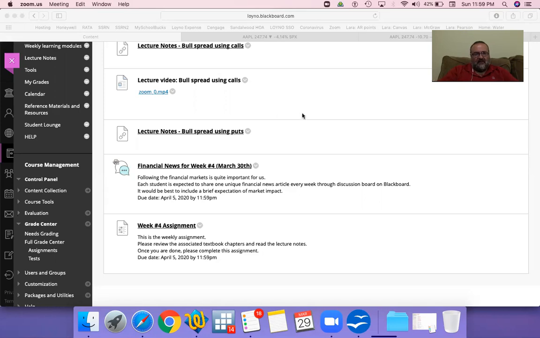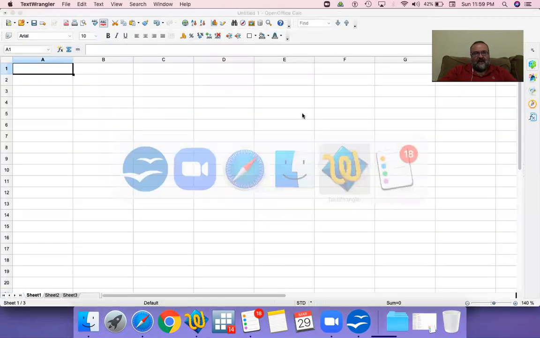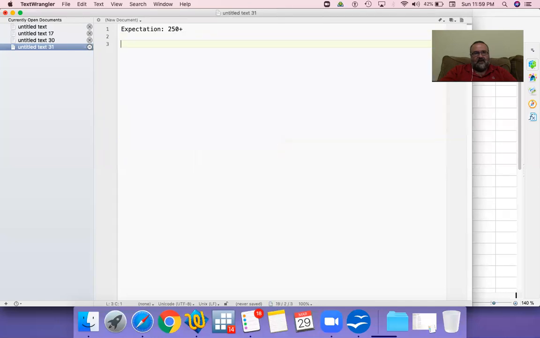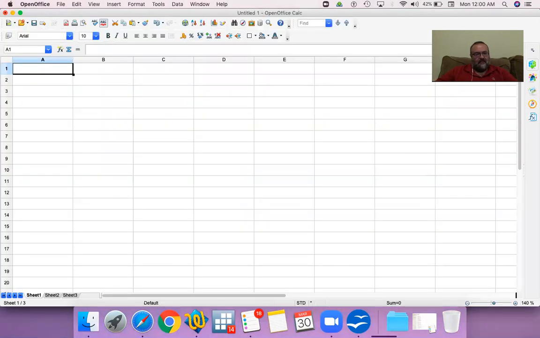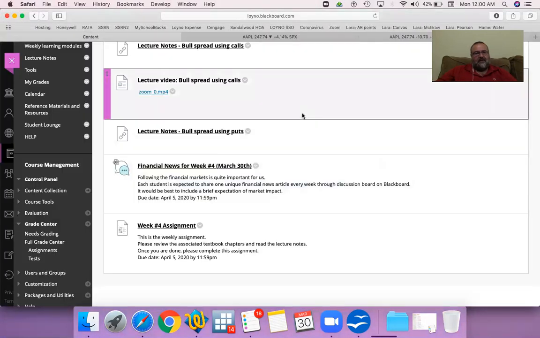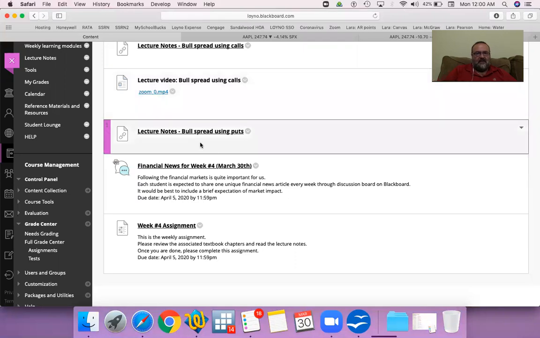I'm going to use the example of Apple again. So let's say that we expect Apple to be $250 plus by next week. This time, however, we are not trying to make it cheaper, and we are not buying a naked call. We still expect the price to go up, but we're going to be using put options. And this is not to make it cheaper.